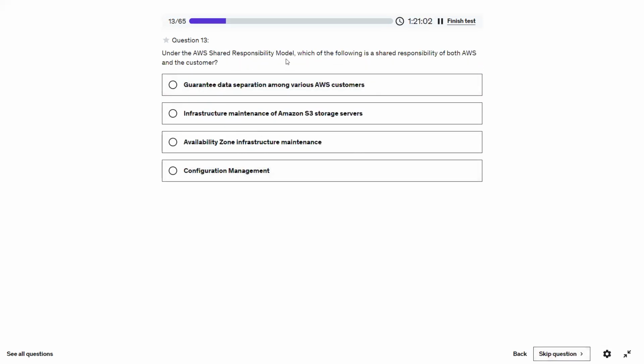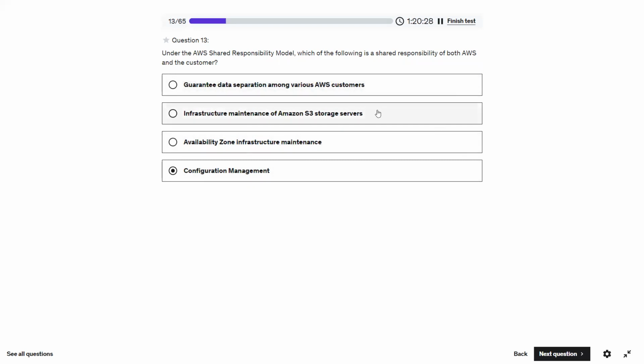Under the AWS shared responsibility model, which of the following is a shared responsibility of both AWS and the customer? Okay. Guaranteed data separation among various AWS customers, no. Infrastructure maintenance, definitely no. Availability zone, no. Configuration management is the correct one. Configuration is the responsibility of both AWS and the customer, because the customer will configure their own services, like I need 20 GB of RAM or 30 GB of RAM, or I need this operating system in the EC2, and AWS will do the configuration at their end.